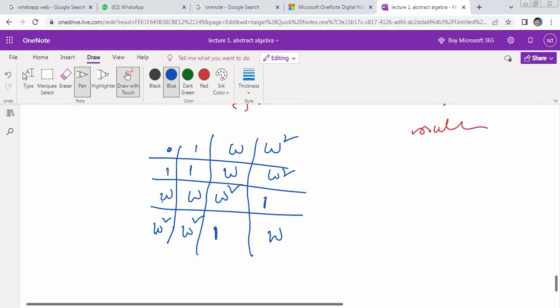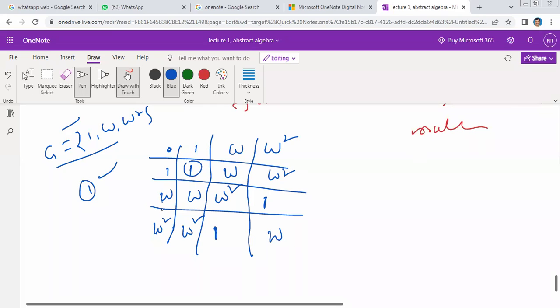Therefore, you see in the rows and columns, every member in the composition table is a member in G. By default, it satisfies the closure property. Now, the identity element is 1. 1 is the identity element. Associative property is also satisfied.